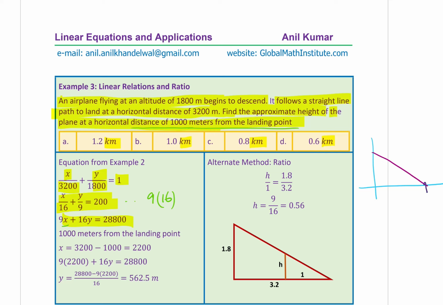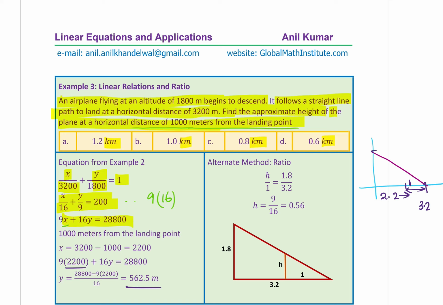Now this point here, I'm writing 3.2. 1000 meters is from the landing point. That is 1000 meters. You get my point. That distance is 1000 meters, okay? So this distance will be what? It will be 2.2. The x value is actually 2.2, and therefore 2.2 kilometers or 2200 has been substituted to find the y value. At this moment, the height is around 560 meters, right?